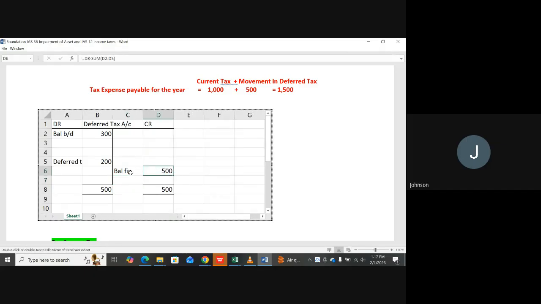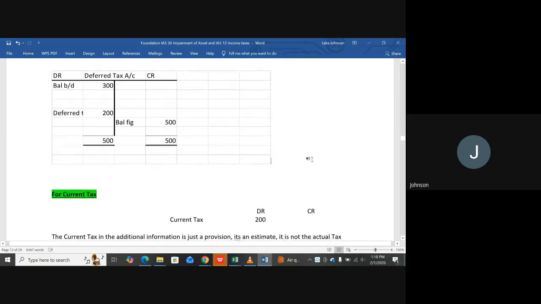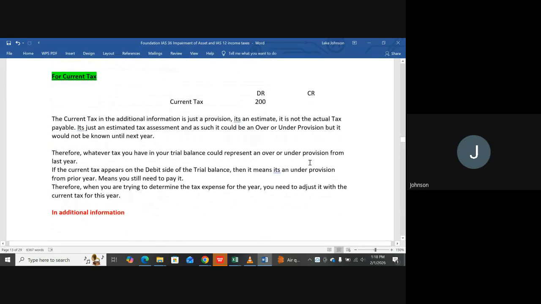And this balancing figure is actually on the credit side. Because it's on the credit side, it's saying that we have a balancing figure which is a liability. So our current tax is a liability. We're having additional liabilities. That's why it is added. So we now say our current tax was 1,000. We now add 500 to it. It now became 1,500. Are we together?